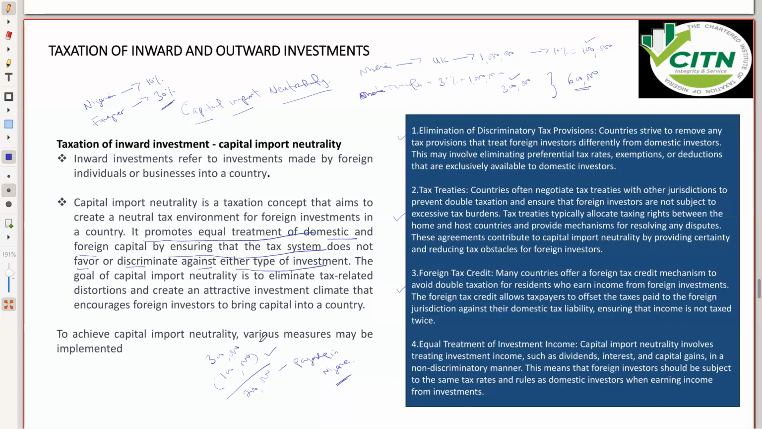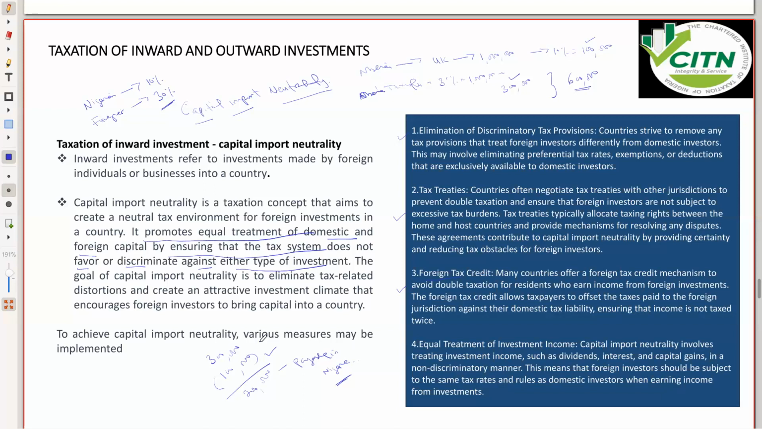And the fourth is to ensure equal treatment of investment income. Capital import neutrality involves treating investment income, such as dividends, interest and capital gains, in a non-discriminatory manner. This means that foreign investors should be subject to the same tax rates and rules as domestic investors when earning income from investment. So these are the key policies that countries try to incorporate into international tax rules to reduce the possibility of double taxation and tax burden, and to strengthen their tax system.